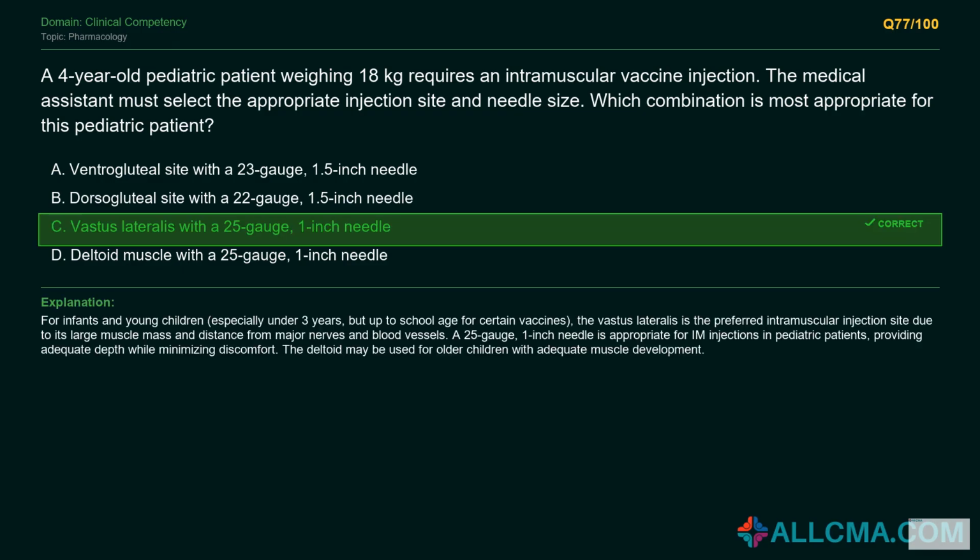The correct answer is C. For infants and young children, especially under 3 years, but up to school age for certain vaccines, the vastus lateralis is the preferred intramuscular injection site due to its large muscle mass and distance from major nerves and blood vessels. A 25-gauge, 1-inch needle is appropriate for IM injections in pediatric patients, providing adequate depth while minimizing discomfort. The deltoid may be used for older children with adequate muscle development.